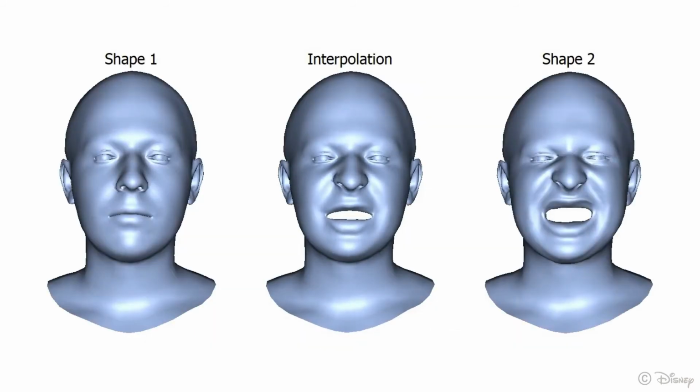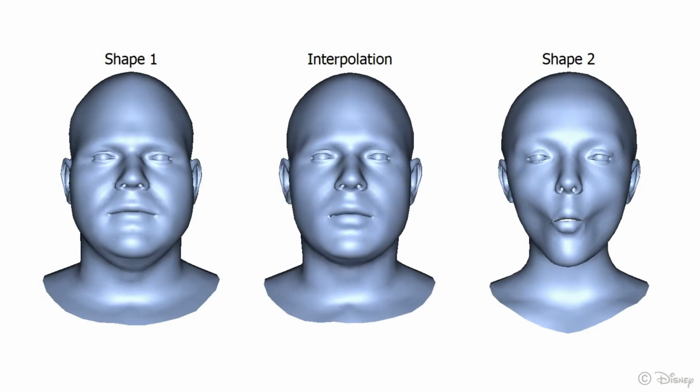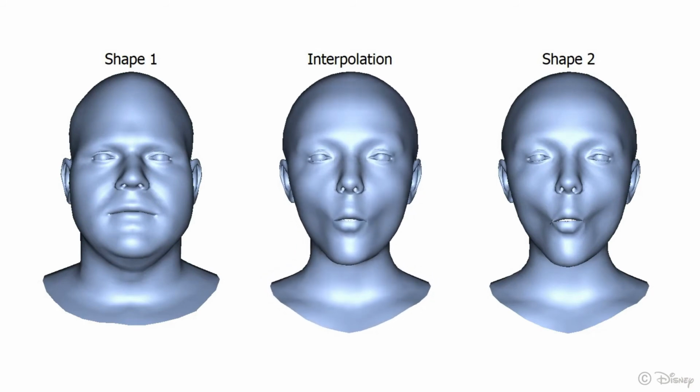Here, we show interpolations generated by the shape transformer between two reconstructed 3D faces. The shape transformer is able to produce interesting nonlinear deformations while remaining smooth when interpolating between the source and target shapes.